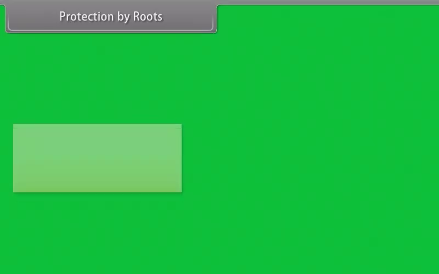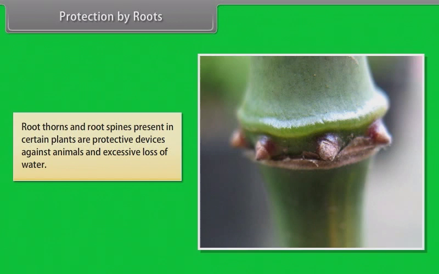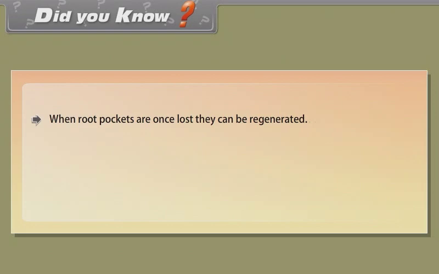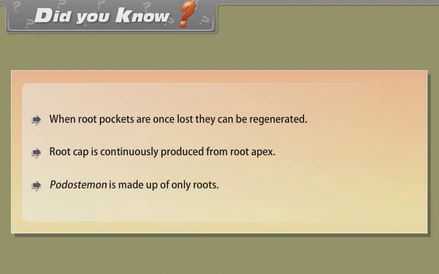Protection by roots. Root thorns and root spines present in certain plants are protective devices against animals and excessive loss of water. Mycorrhiza. Mycorrhiza are roots having symbiotic association with fungi. The fungi help the roots in obtaining water and minerals. Did you know? When root pockets are once lost, they can be regenerated. Root cap is continuously produced from root apex. Podostemon is made up of only roots.